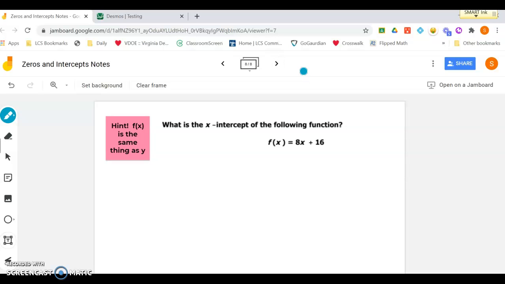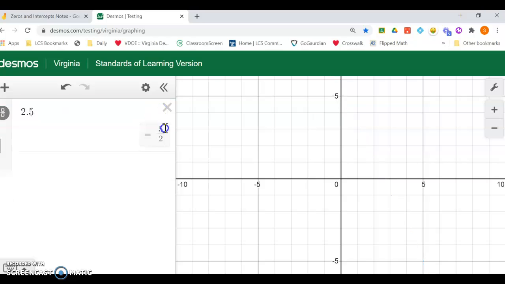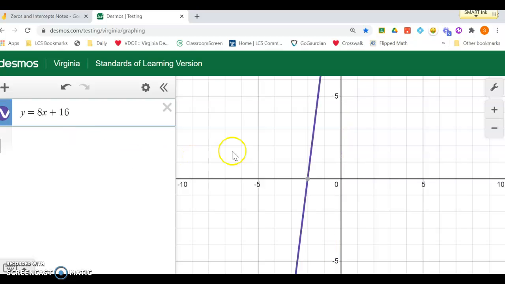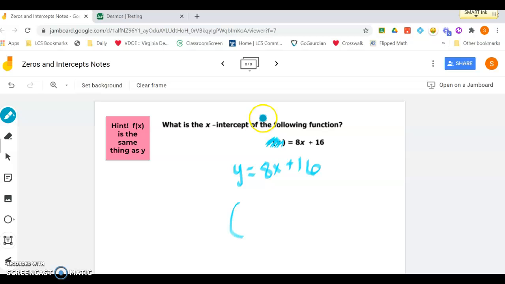Last one. So what is the x-intercept of the following function? F of x equals 8x plus 16. So over here you see that I have a little sticky note saying f of x is the same thing as y. So we can actually rewrite this and get rid of f of x and make this say y equals 8x plus 16. So I can go and type that in Desmos. Delete this. Y equals 8x plus 16. And now look and see, here's my x-intercept, pops right up for me, -2, 0. So my answer would be -2, 0. And you're done.